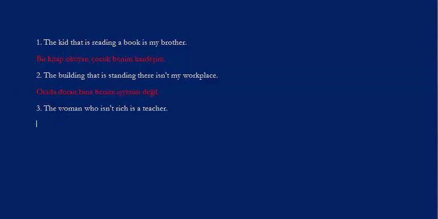And the third one, the woman who isn't rich is a teacher. Now, the main sentence is, the woman is a teacher. And which woman? The one that is not rich. So this is the adjective. This is the main sentence, so the verb to be here, it's not important, we're not going to translate that. But the verb to be in the subclause, in the adjective clause, that is important, we're going to translate it. And we'll see in a minute.